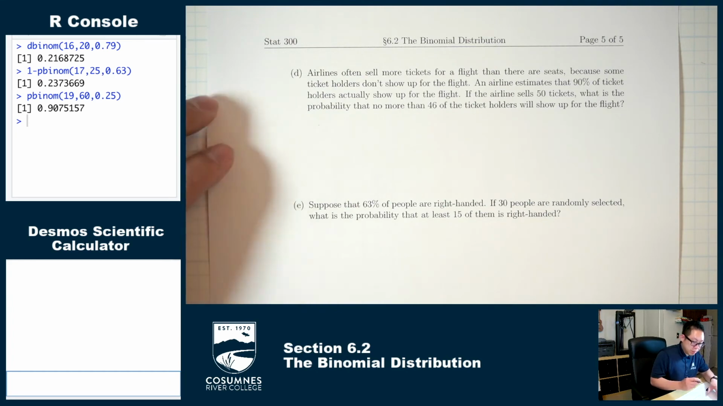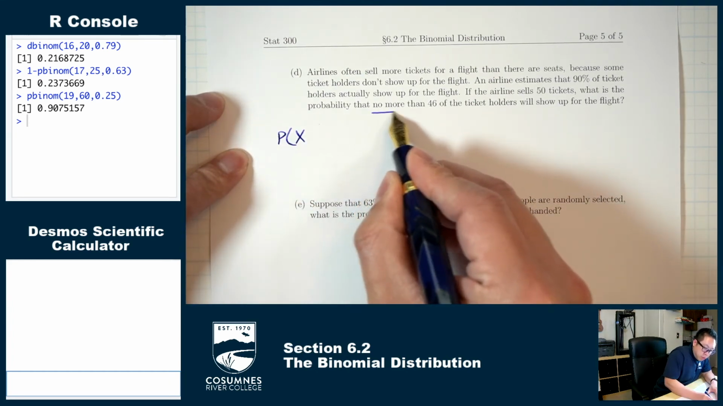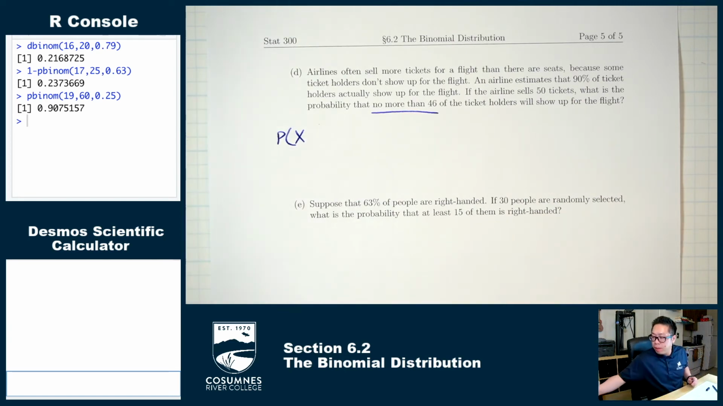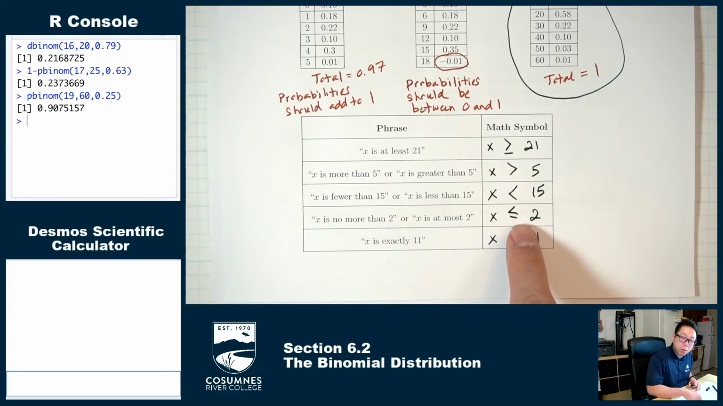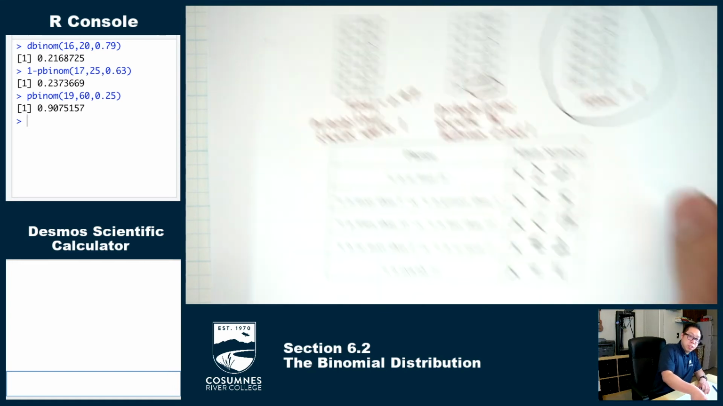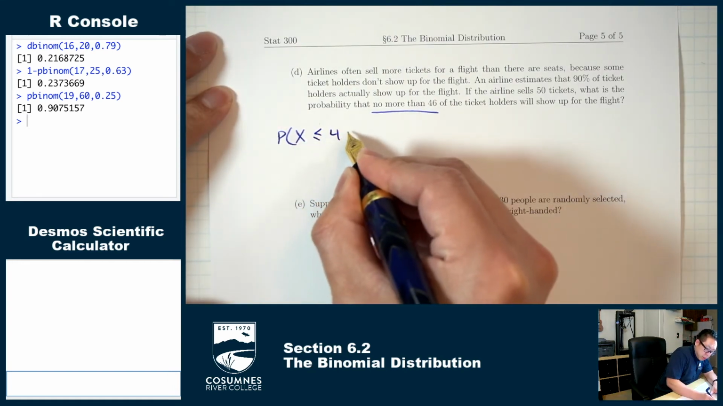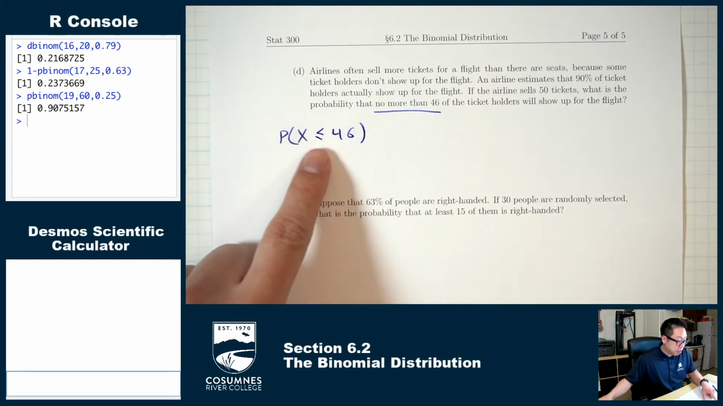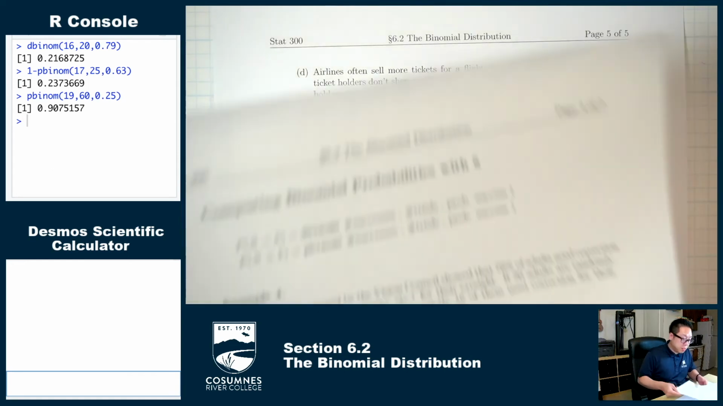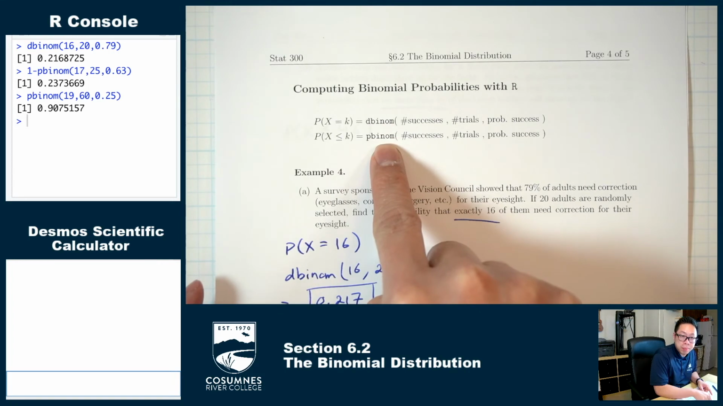Okay, so I'm going to translate into symbols. No more than 46. What does that mean? So this one is one of the ones that I have to think about a little bit. No more than is a less than or equal. All right, so you need to use this dictionary. No more than is a less than or equal 46. Now, lucky for us, less than or equal is exactly one of the things that R is going to do for us. Okay, so less than or equal, I just need to do P binom.